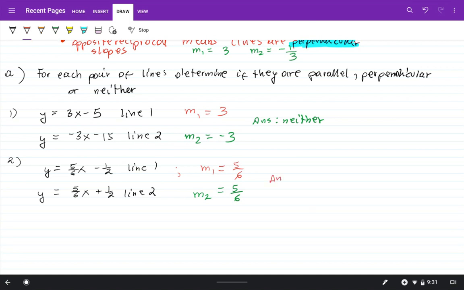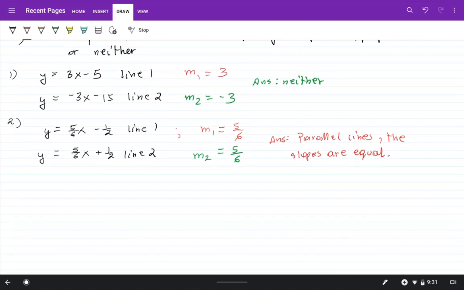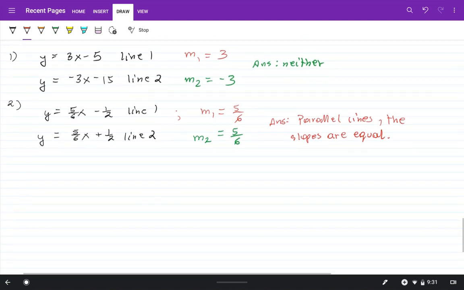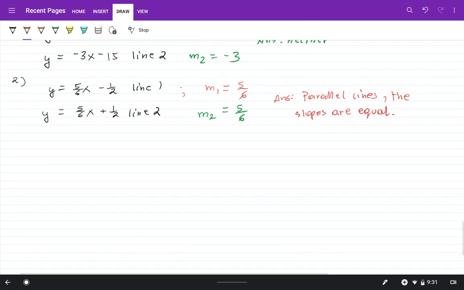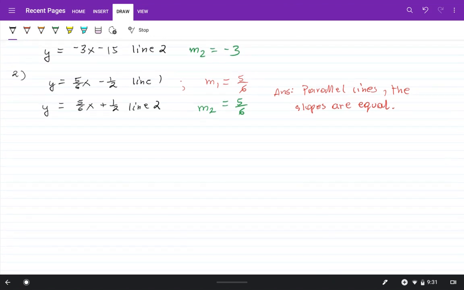So the answer here will be parallel lines. The slopes are the same. Slopes are equal. Okay, let's do more. Just trying to give you all the scenarios.